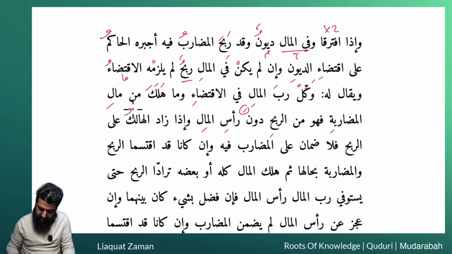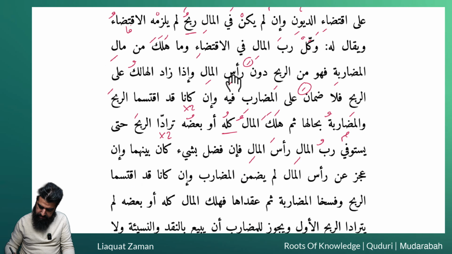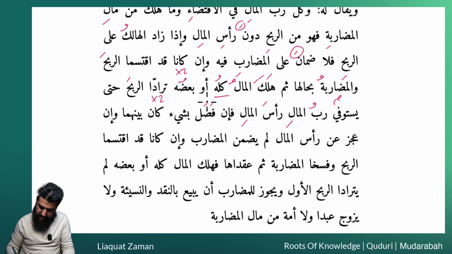وإذا زاد الهالك على الربح فلا ضمان لا نفي الجنس على المضارب فيه وإن كان قد اقتسم الربح, times 2, الربح مفعول به والمضاربة مبتدأ بحالها ثم هلك المال كله تأكيد أو بعضه تأكيد, again عطف تراد, so this is times 2 الربح حتى يستوفي رب المال رأس المال. فإن فاضوا له بشيء كان بينهما وإن عجز عن رأس المال لم يضمن المضارب وإن كان قد اقتسم الربح, so this is مفعول به فعل فاعل.